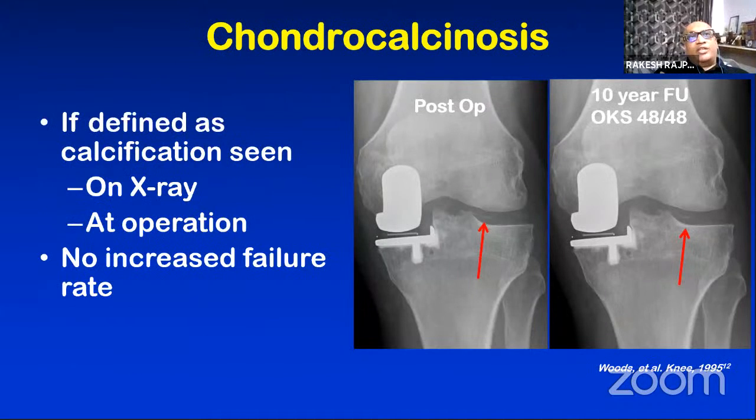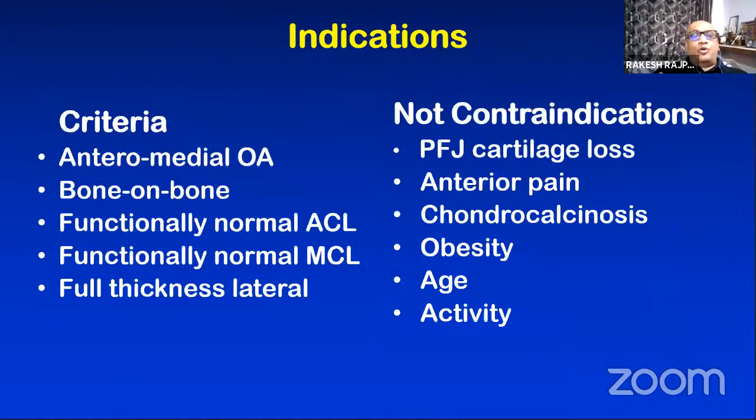Another contraindication in the Kozinn and Scott criteria was chondrocalcinosis. Again, a lot of these patients have had the operation done as a UKR, and it has not been found to be a contraindication. So I think the ideal criteria for a UKR, or unicompartmental or partial knee replacement, would be an anteromedial or a central osteoarthritis where there is bone-on-bone contact.